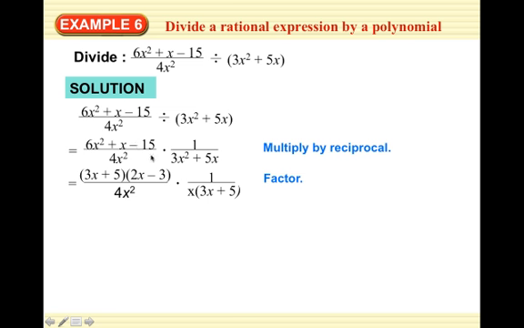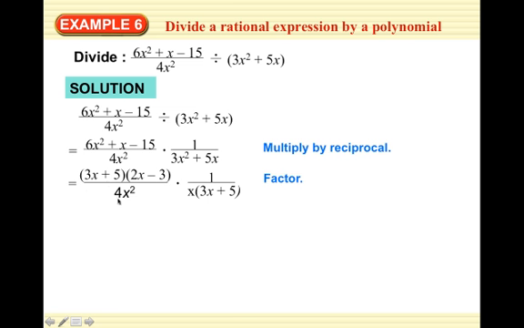Okay, so we've got negative 15. So we're going to need a positive and a negative. Let's try plus 5 and minus 3, and let's just make sure that this works. So if I do the outsides, I get negative 9x. I do the insides, I multiply them together, I get 10x. 10x plus negative 9x gives me 1x. So I know I have factored this correctly.